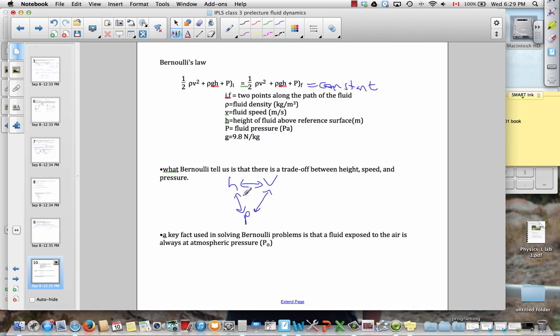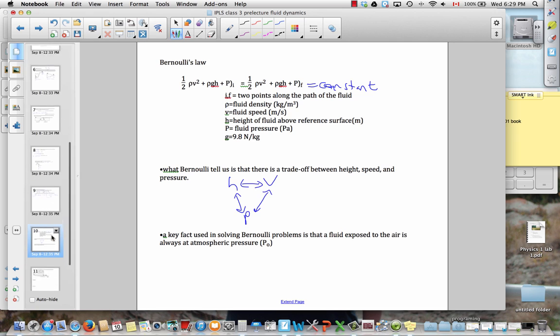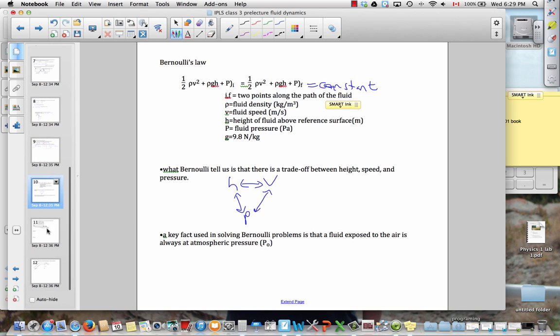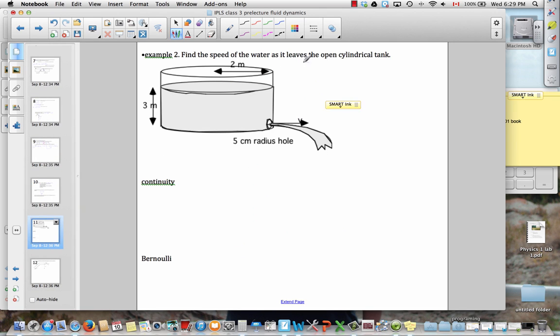Let's just practice on a simple exercise. A key point here is that when a fluid is exposed to the air, it's at atmospheric pressure. So the first question that everyone does with Bernoulli is the leaky tank. And because it's an open tank, it's atmospheric pressure at the top. Because the fluid is squirting out of the hole, it's exposed to the air, that's also atmospheric pressure. So we're going to apply the continuity principle, and we're going to consider a little element of fluid up here at the top and a little element going out the hole.